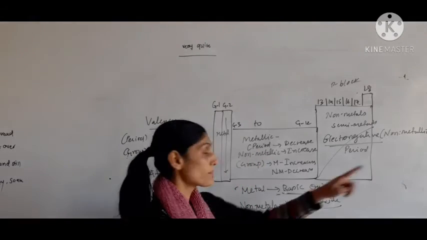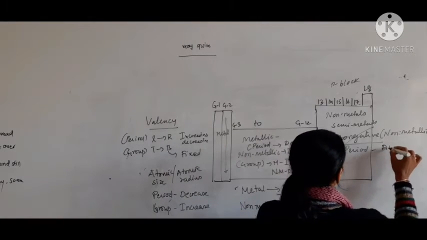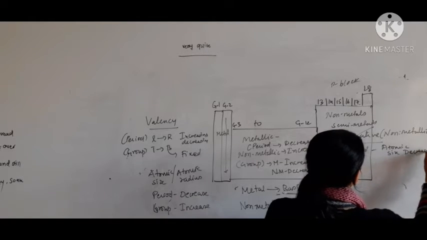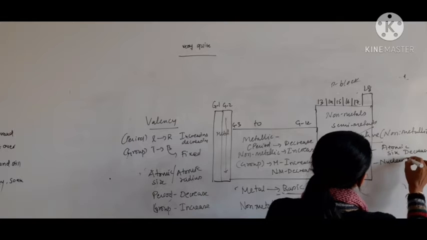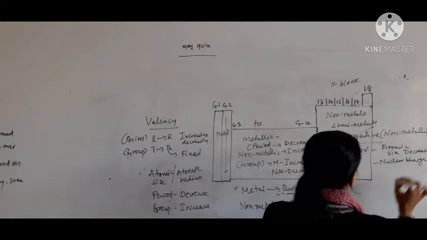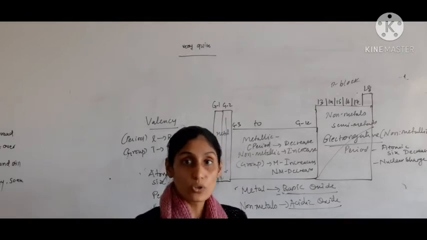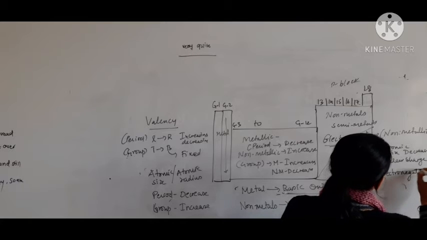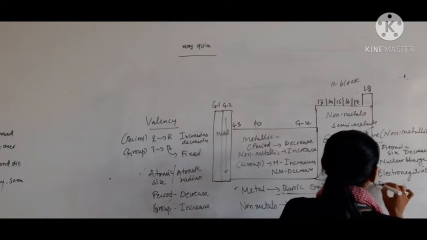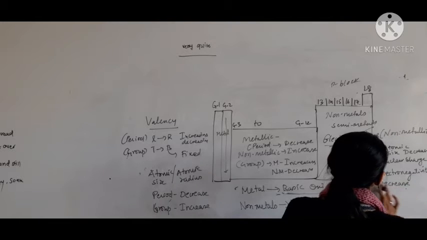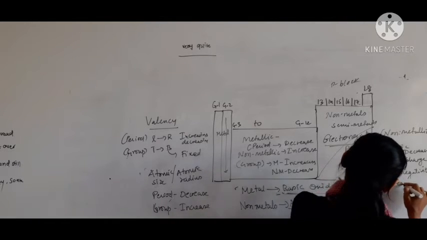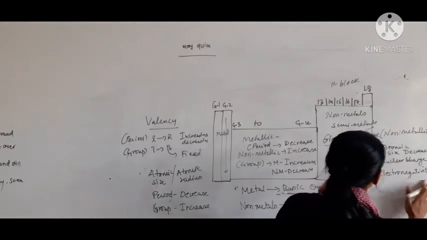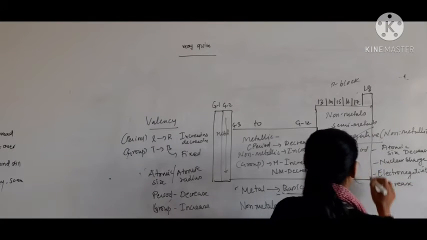When we are moving along a period, atomic size decrease होगा, न्यूक्लियर चार्ज इंक्रीज होगा. Due to that, the electrons are bound very closely, and due to that, we can say that electronegativity increase. And when we are just moving top to bottom, we can say that it is going to be decrease.